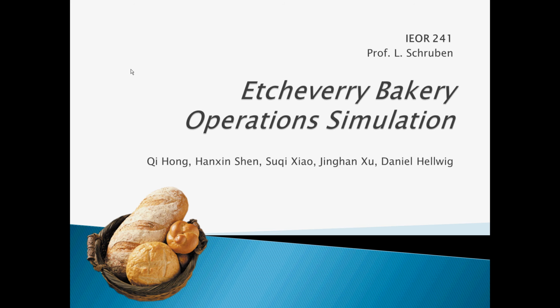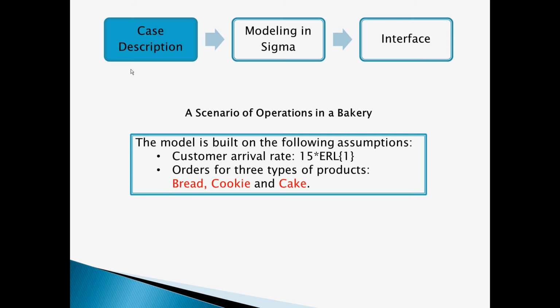This is the final project for IEOR 241. We are simulating the operations of a bakery using the Sigma software. Our model is based on the assumption of an exponential arrival rate for our customers. For orders, we're considering three types of products: bread, cookies, and cake.